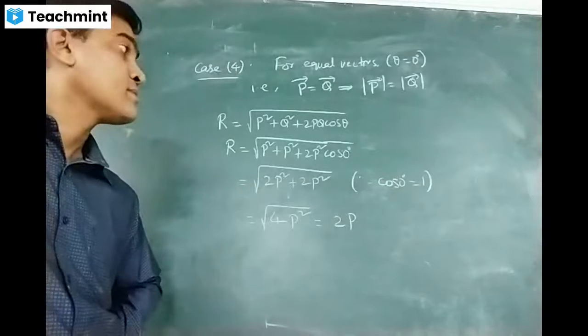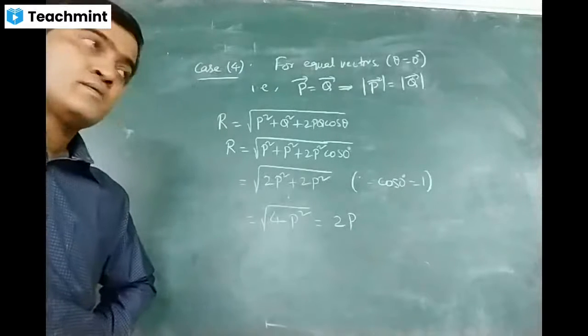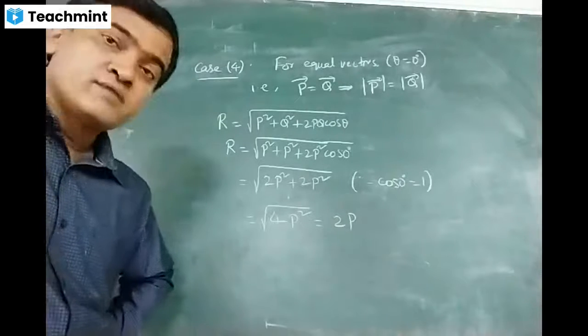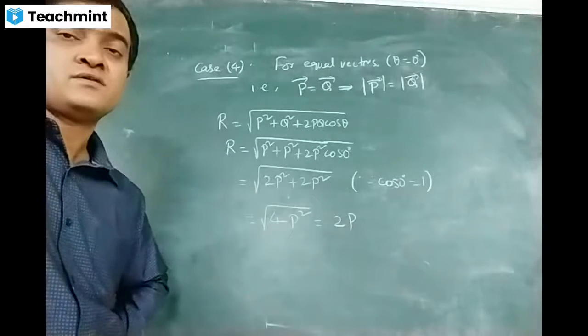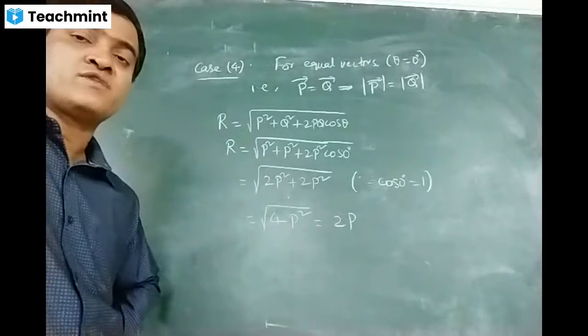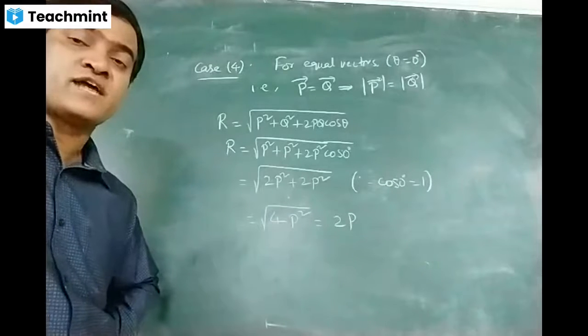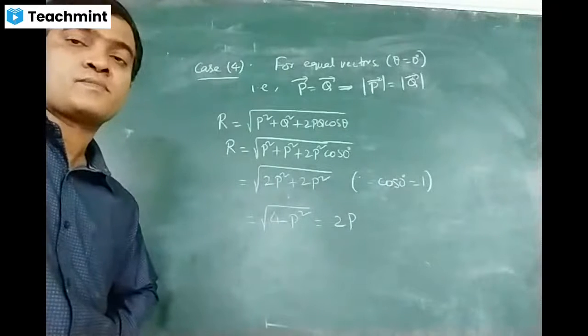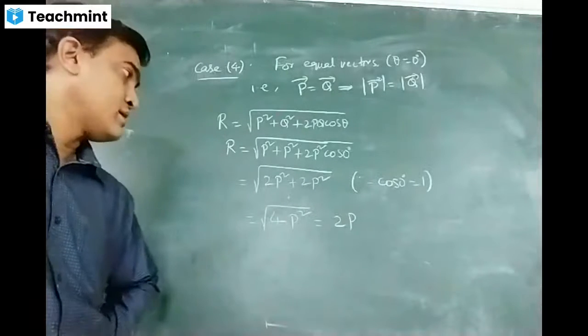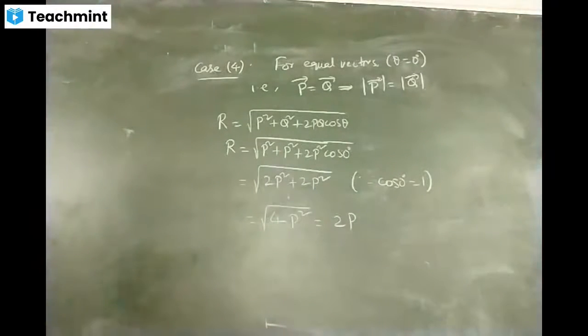Theta equals 90 degrees, when both are perpendicular to each other, that is the special case, right? That was the special case when the angle between two vectors is 90 degrees and both vectors are equal.